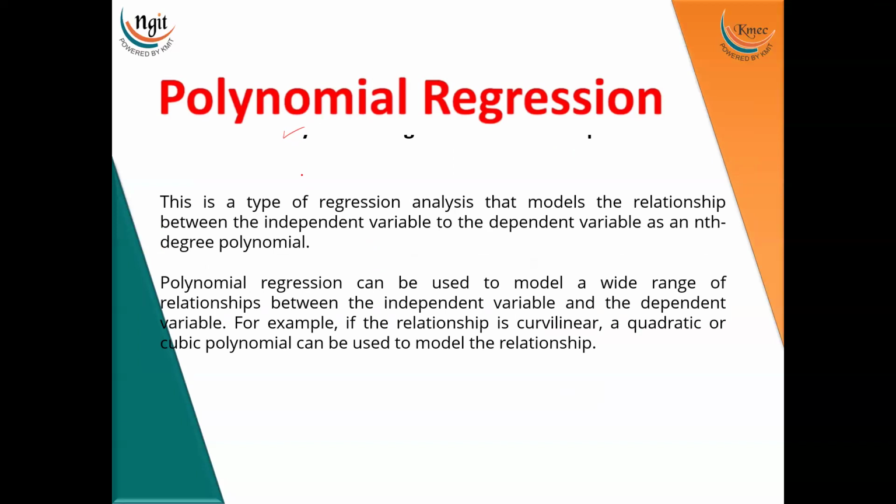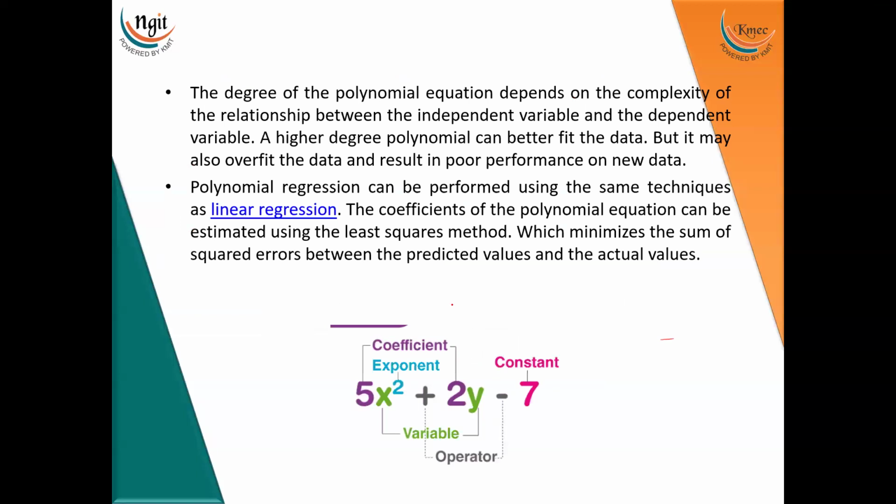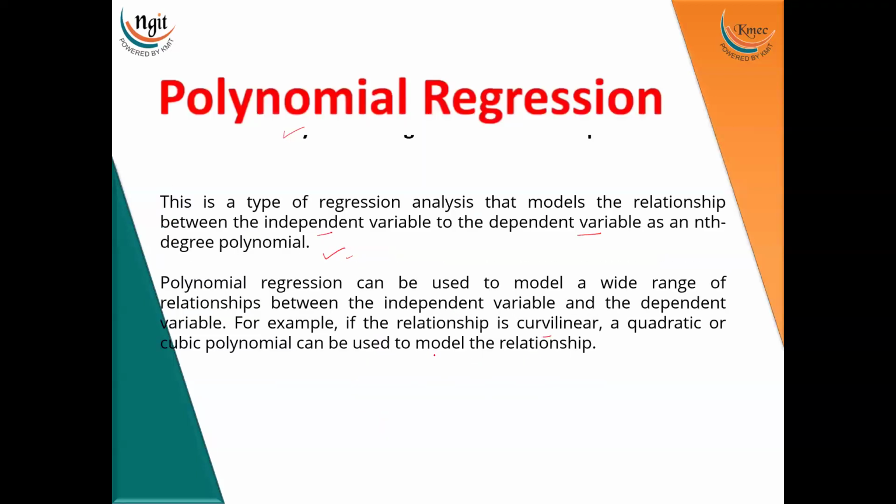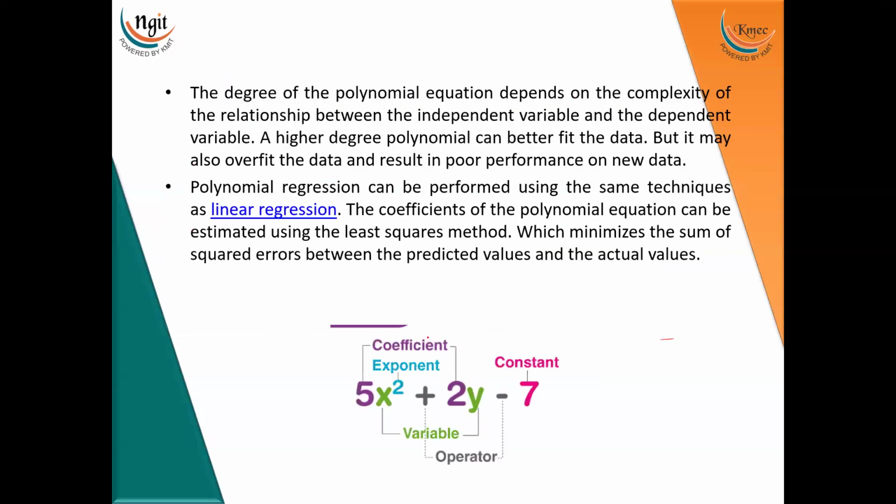This is a type of regression analysis that models the relationship between the independent variable and the dependent variable as an nth degree polynomial. And polynomial regression is used to model a wide range of relationships between the independent variable and dependent variable, that is, if the relationship is curvilinear or quadratic or cubic. If any of these relationships is there, then the solution to model it is polynomial regression.